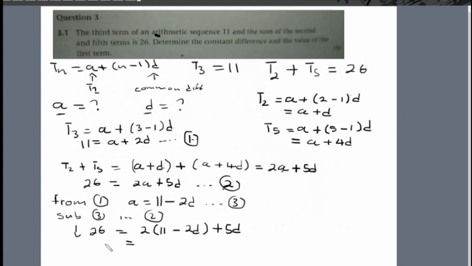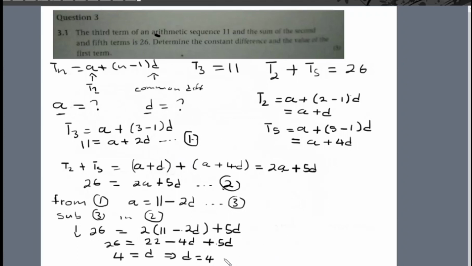So this becomes 26. 2 times 11 is 22. 2 times minus 2d is minus 4d plus 5d, right? So now on this side we have 26 minus 22, which is 4, and on this side we have minus 4d plus 5d, which is d. So d is equal to 4. d is equal to 4. We have found d, d is equal to 4.